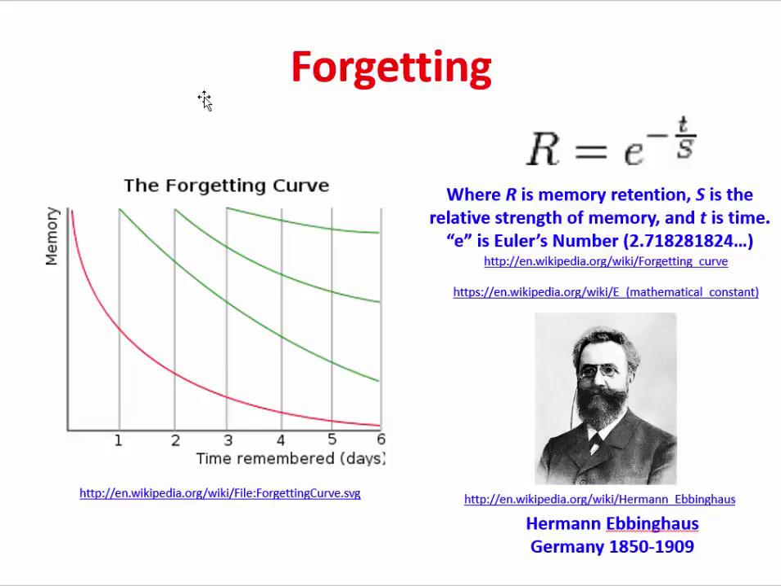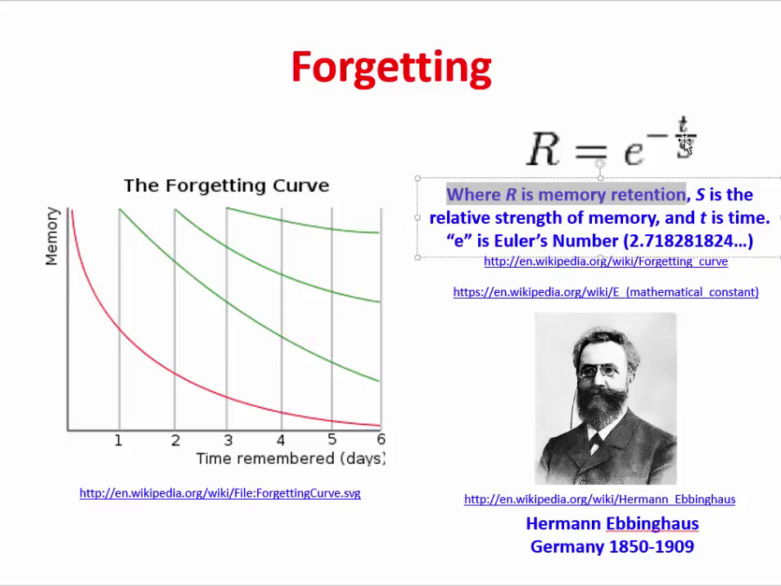Ebbinghaus tried to quantify forgetting rates, and he developed a series of curves, all of which were described by this equation: R is equal to e to the minus t over S. Here, R is the memory retention. This is our dependent variable in these psychology experiments. We're trying to understand to what extent there is retention of information that we learned earlier. We typically plot it here on the y-axis.